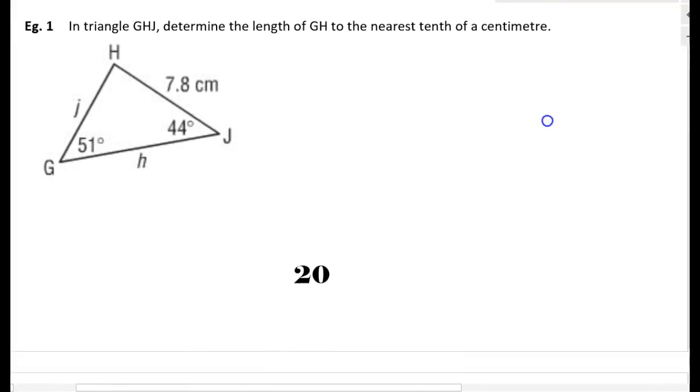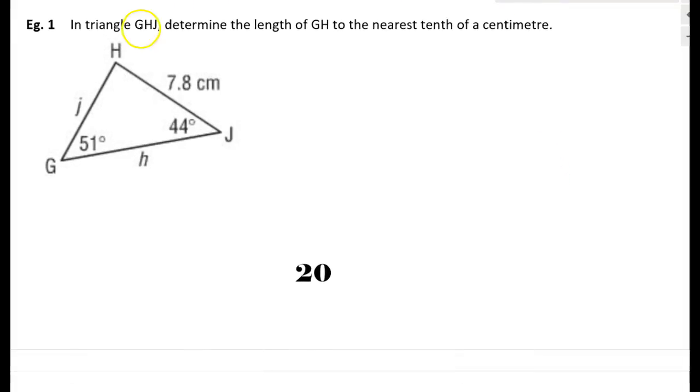So let's give it a shot. Example 1. In triangle GHJ, okay, and please note we try not to use I's because they look like ones. Determine the length of GH. So GH, I find that on my triangle. That's this side here. And so we could also call it j. So that's what I'm going to rename it just for myself, and we're going to round it to the nearest tenth of a centimeter. Please be careful that you are doing exactly what the question asks in terms of rounding.